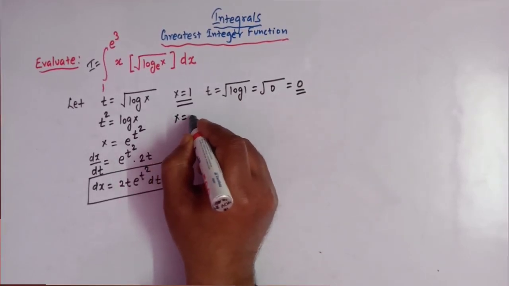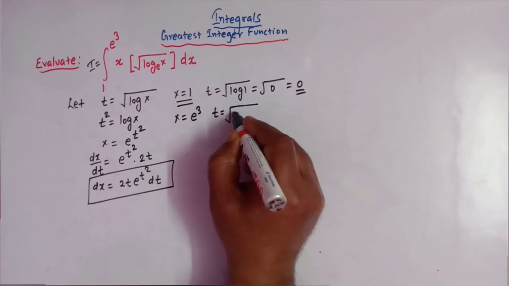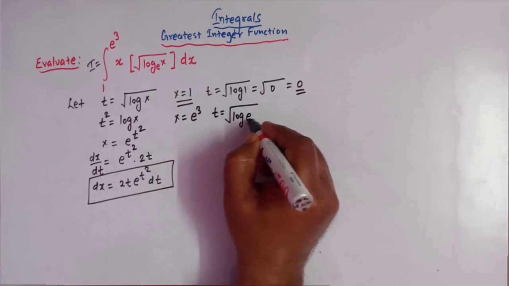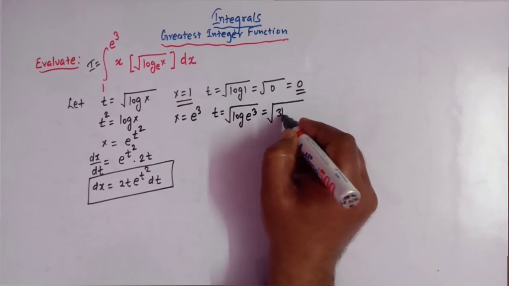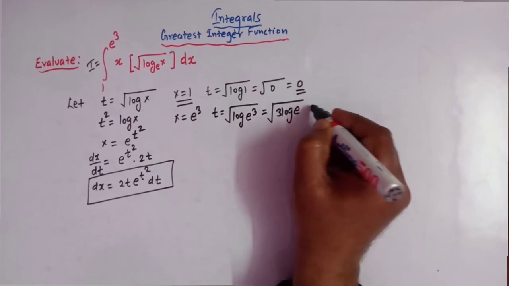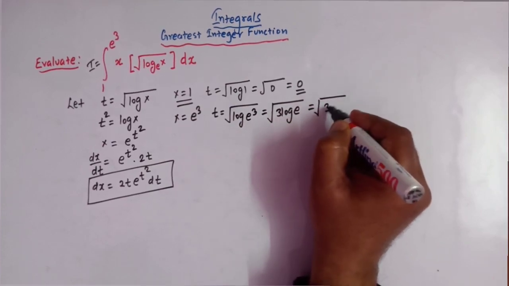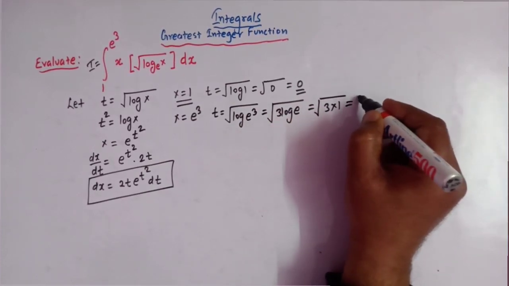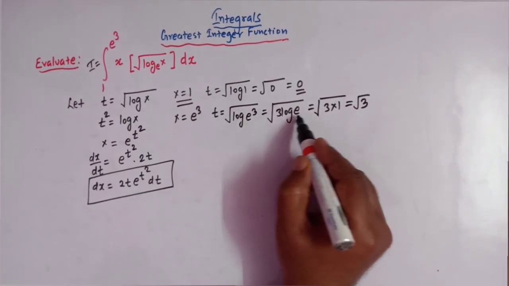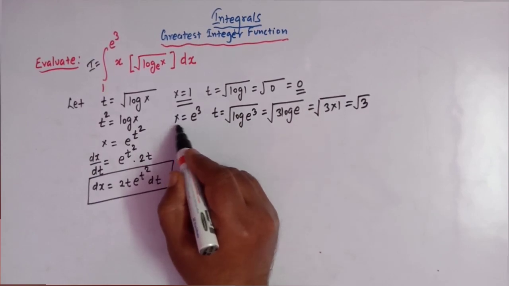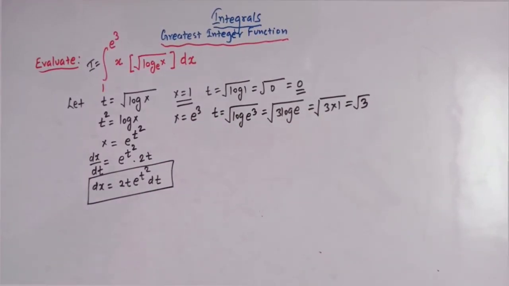Now when x is e cube, the value of t is square root of log of e cube. We can write it as 3 log e, and log e is 1. So we have square root of 3 times 1, that is square root of 3. So when x is e cube, the value of t is square root of 3.